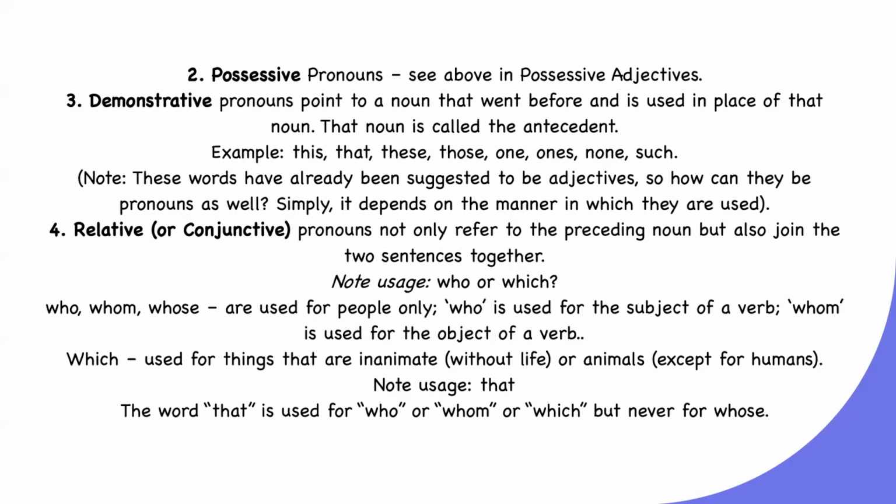Relative or conjunctive pronouns not only refer to the preceding noun, but also join the 2 sentences together. And note the usage for who or which. Who, whom, or whose are used for people only. Who is used for the subject of a verb. Whom is used for the object of the verb. Which is used for things that are inanimate, that means they're not living, or animals except for humans. And note the usage of that. The word that is used for who or whom or which, but it's never used for whose.